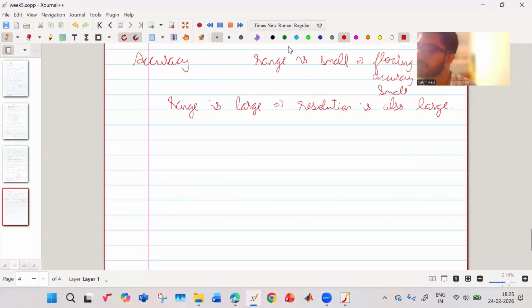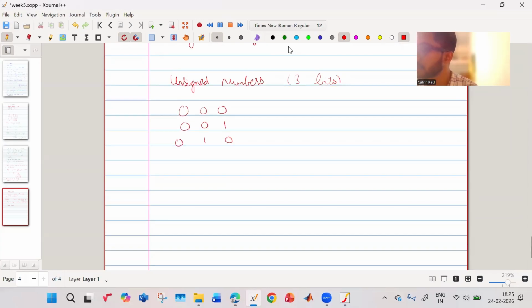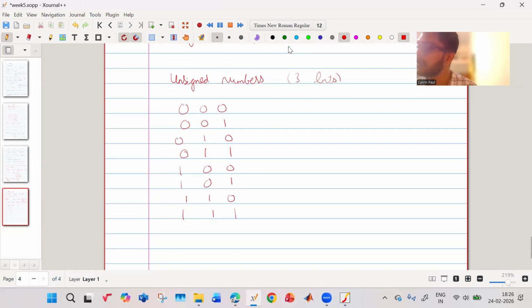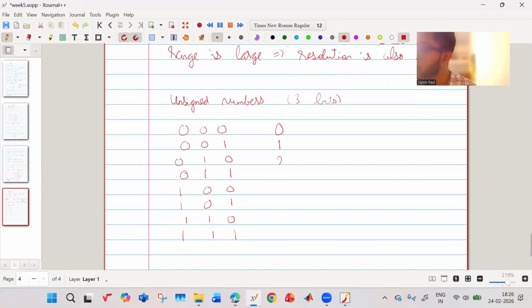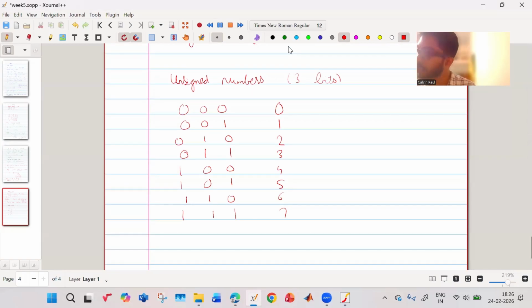Now we have considered till now only unsigned numbers. Let us just take a small example. You may know it very well, but let us just consider. For 3 bits, you have 000, 001, 010, 011, 100, 101, 110, 111. So what does this mean? This means it is 0, 1, 2, 3, 4, 5, 6, 7. So that means your range is from 0 to 7.